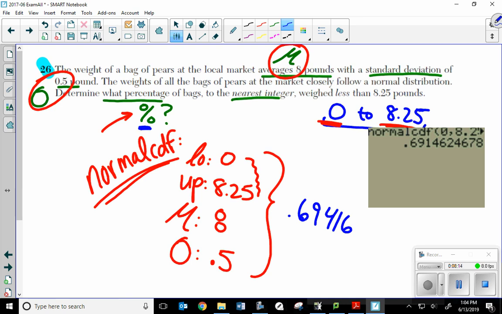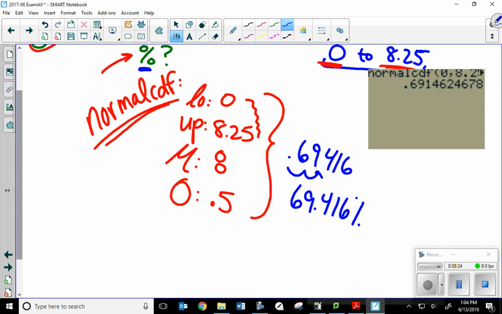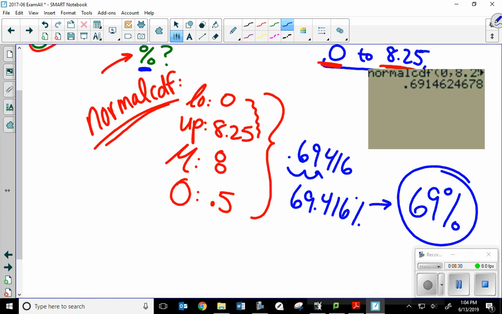I want a percent. Slide that twice, and I get 69.146%. But they want it to the nearest integer, which is a whole number. So I'm just going to call that 69%. And all you needed to know was where to go in the calculator to do that problem. Man, that was a nice, easy problem. Love it.